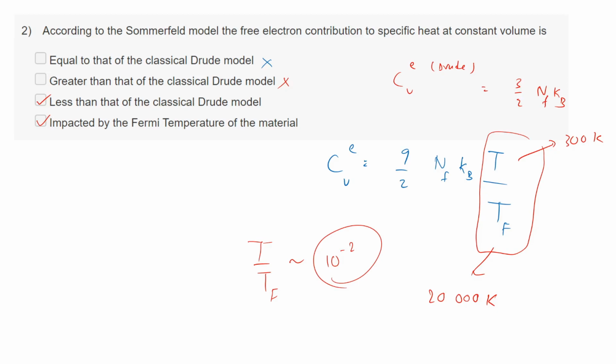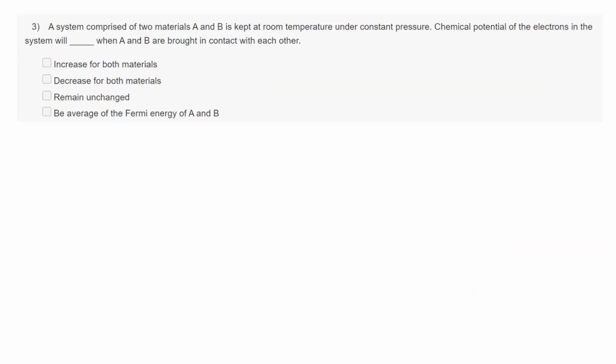Okay, now we'll go to the next question. A system comprised of two materials A and B is kept at room temperature at constant pressure. The chemical potential of the electrons in the system will dash when A and B are brought in contact with each other.